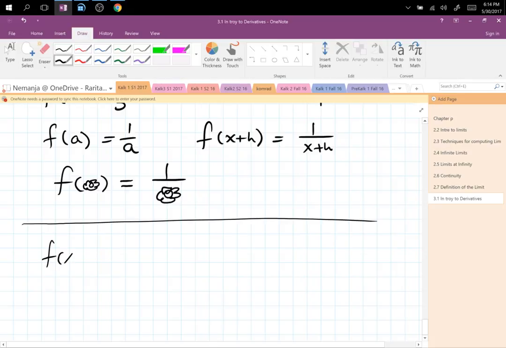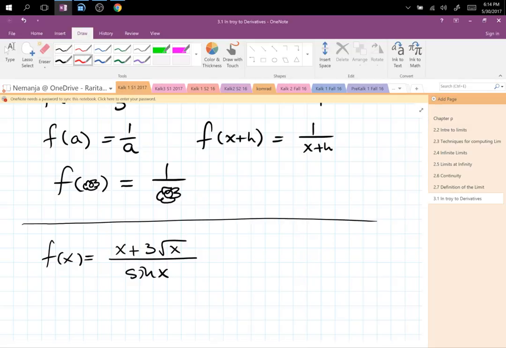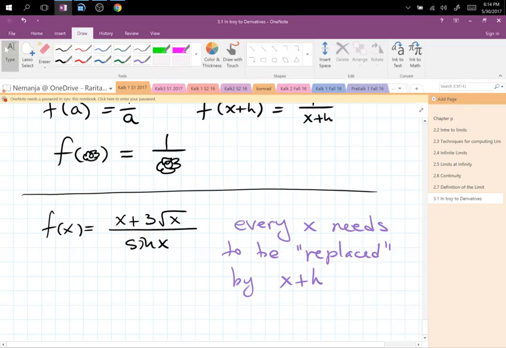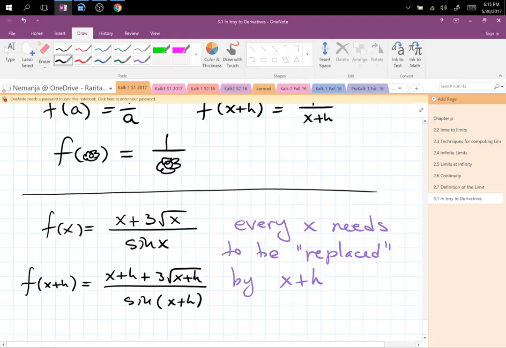You could have that f of x is equal to x plus 3 square root of x divided by sine x. The thing that we have to know is that every x needs to be replaced by, in our case, x plus h. So f of x plus h in this case would be x plus h plus 3 square root of x plus h divided by sine of x plus h. Bueno? Excellent.